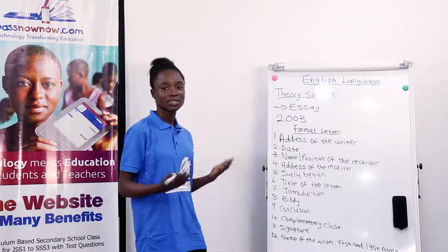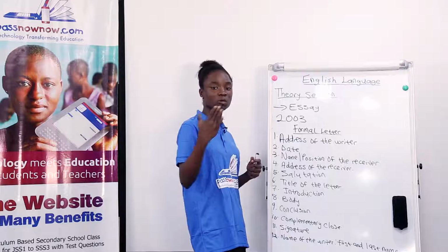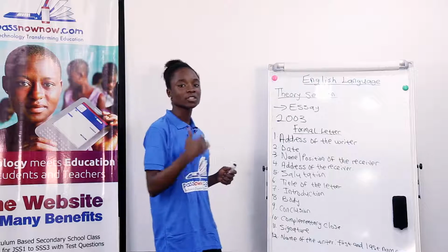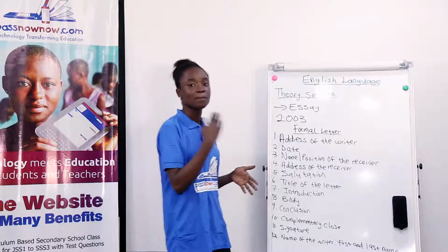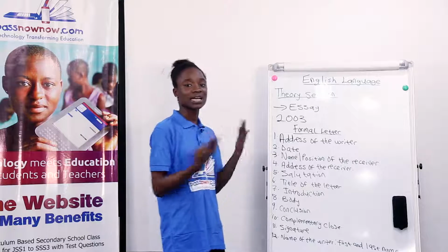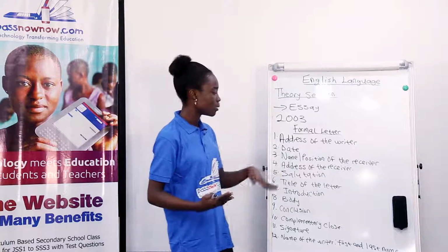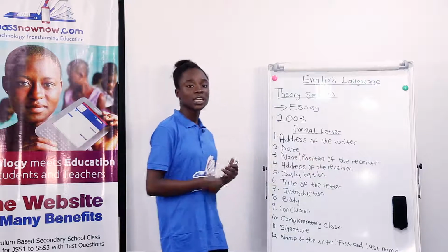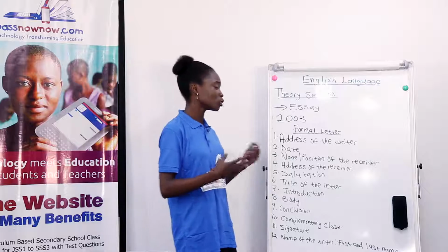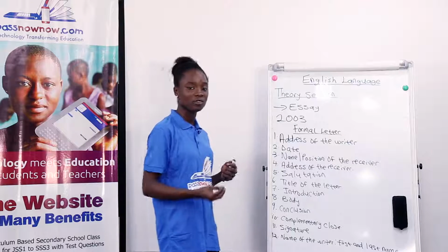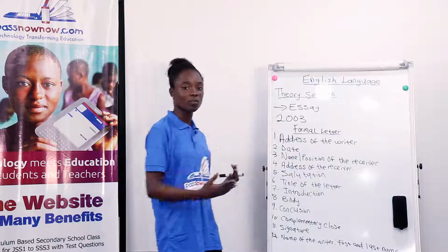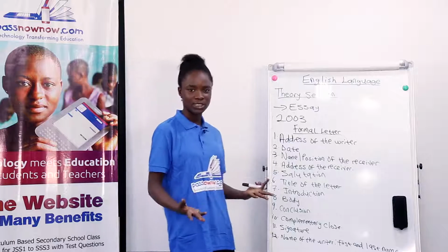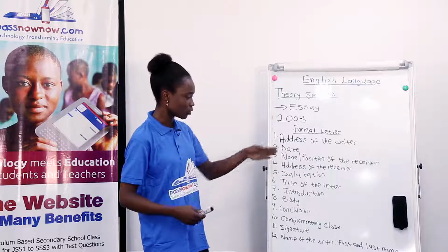You write your address, the number of your house, the number of the street, your area, your state. Then for date, the day, month, and year. Write it in a clear format. Name or position of the receiver. In a situation where you don't know the name of the receiver of the letter, you can just write their position. For example, the local government chairperson. Do you understand? Address of the receiver.